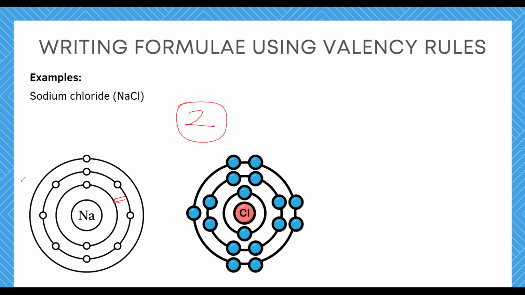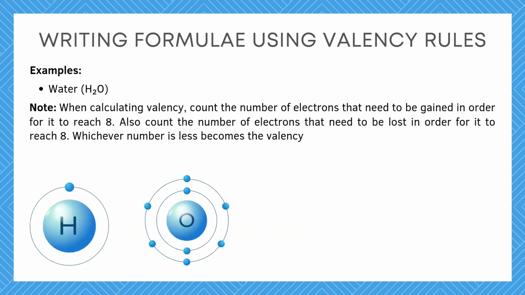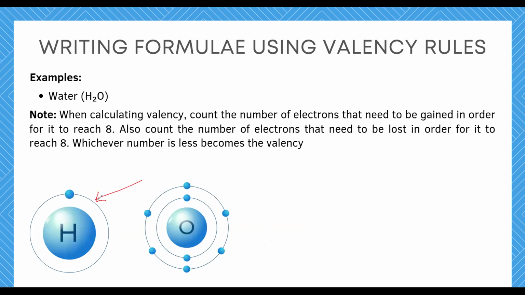All right. Do you understand it now? The first shell always can accommodate only two electrons. So if you run into an atom that has only one shell, for instance, hydrogen, you can see hydrogen over here, right? Hydrogen can only accommodate two electrons. So the valency is one because over here there is only one electron. It can only gain or lose one electron, right? That's why the valency is one.